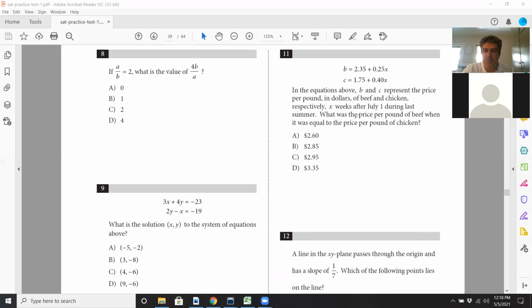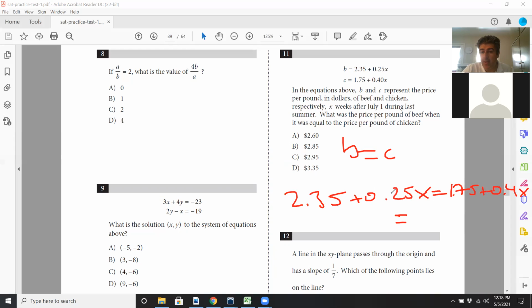Anyway, I digress. You want to know whether the price of beef and chicken are the same, when B equals C. So there you go, just set them equal to each other. Now it's a little bit nasty with the decimals, but don't worry, just be careful. My guess is they want to test your decimal arithmetic. Like the 0.25 can go from left to right to get 0.15x. The 1.7 can move from right to left to get you 0.6.